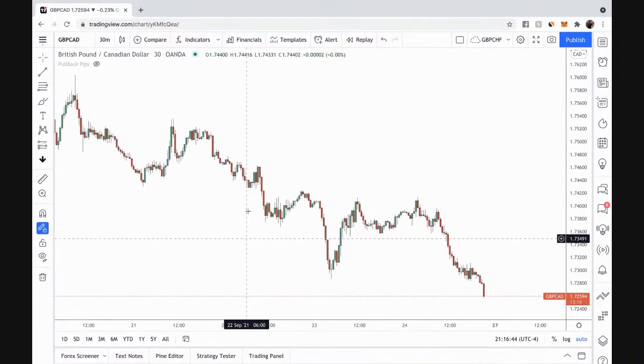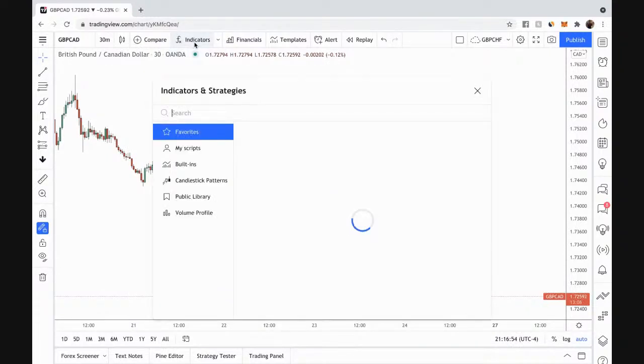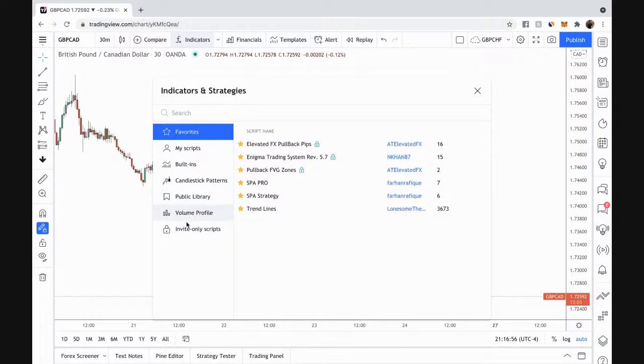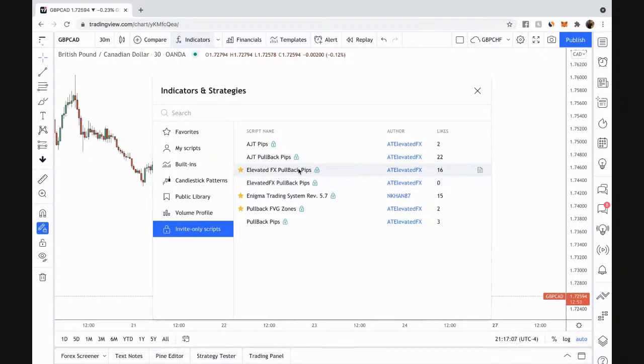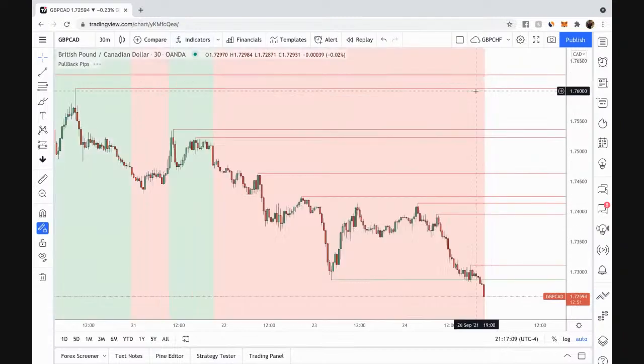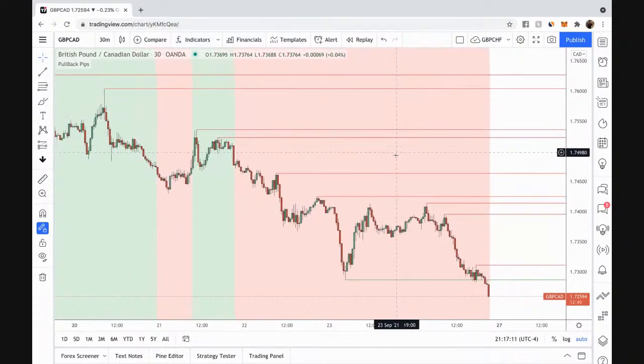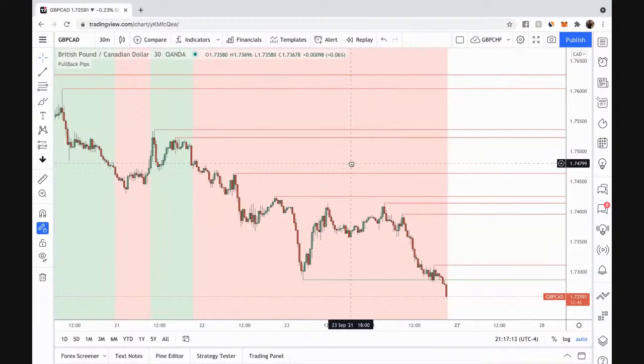Now that we have an idea of what we're looking for in the market, I want to grab our pullback pips indicator, which everyone should have access to. If you don't, all you have to do is click on indicators. It's already in my favorites, I already have it. But if you filled out your form in the back office, it's going to be under invite-only scripts, and you'll find the elevated pullback pips. Once you grab your pullback pips indicator, this is what you're going to see, right?